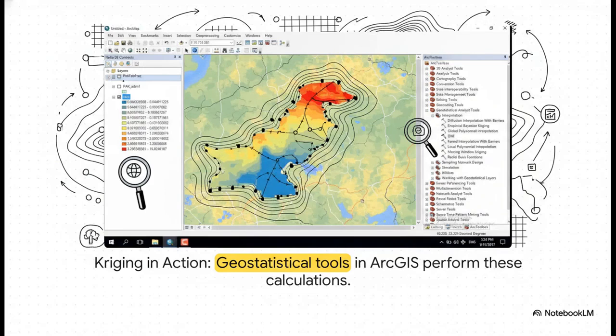Now, you're probably thinking, there's no way people do this by hand. And you are absolutely right. This is where powerful software comes in. We're talking about Geographic Information Systems, or GIS. Tools like ArcGIS have specialized extensions that do all this heavy lifting, building the semi-variogram, running the kriging calculations, and spitting out those beautiful, informative maps.